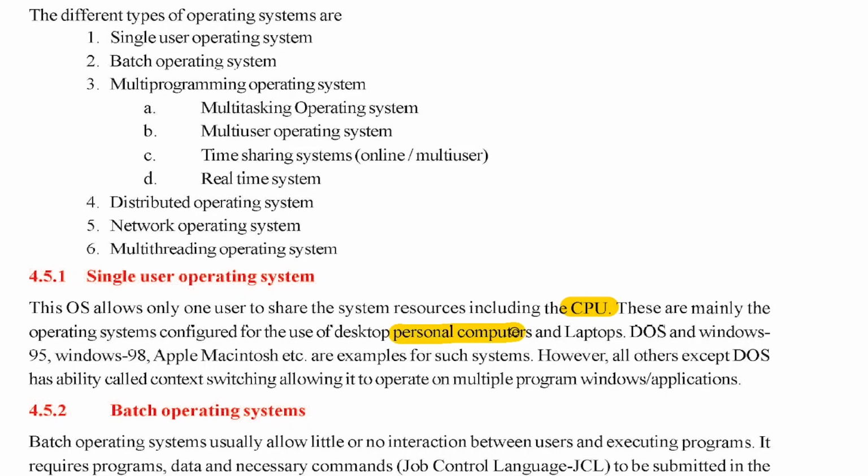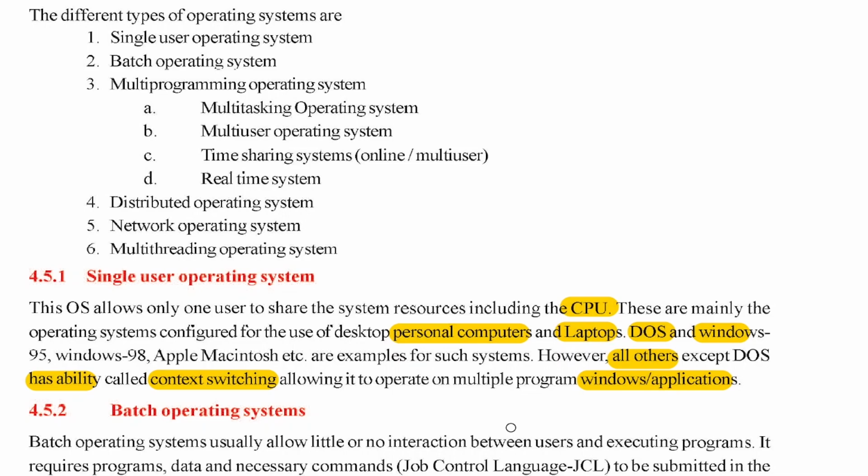They are typically what we have normally used, the single user operating system, on certain types of laptops. DOS, disk operating system, and Windows 95, 98, Windows 10 today, and also Apple Macs, etc., are examples of such systems. However, all other operating systems except DOS have the ability called context switching, allowing them to operate multiple program windows or applications. You might have seen that you can open many applications and minimize them. Ten or twenty applications can be run at the same time. That is context switching.